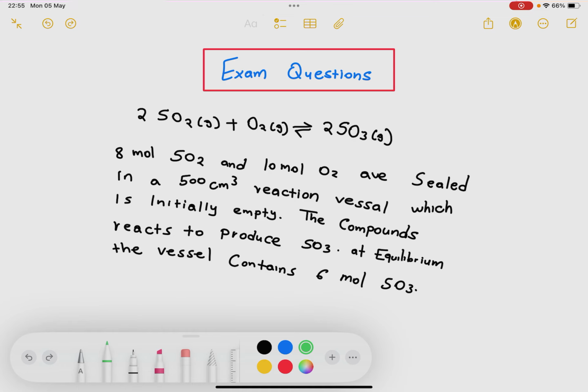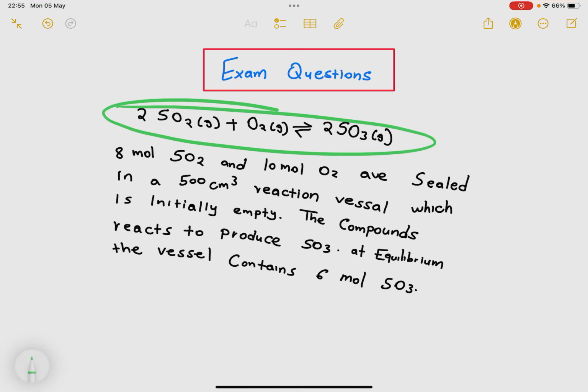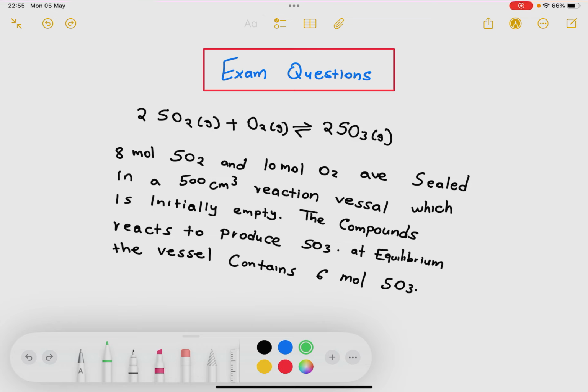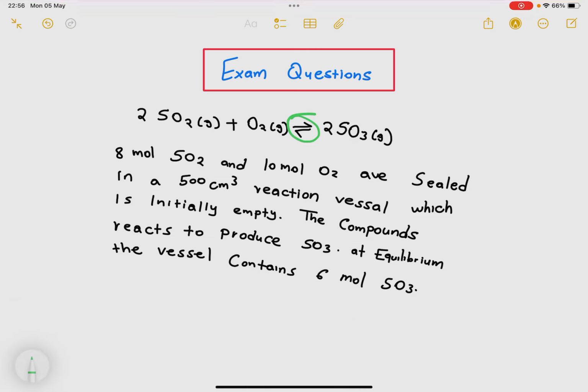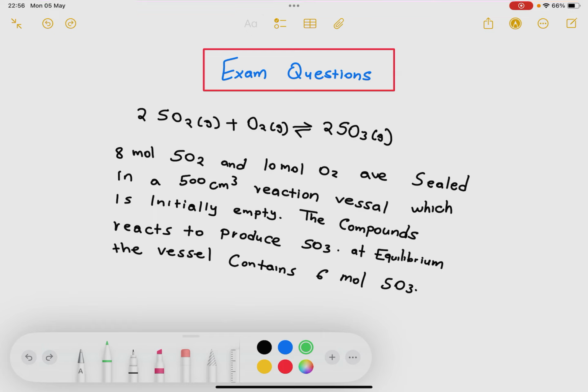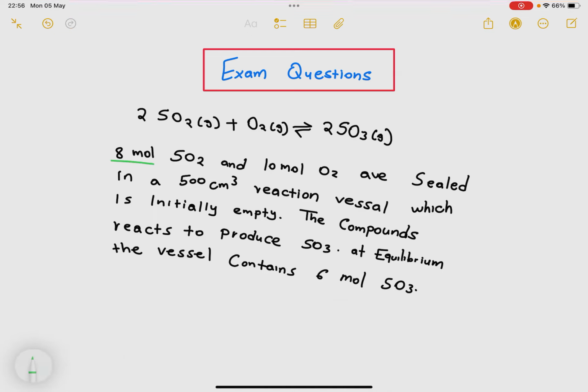It actually says that we have got this reversible reaction. Why do we say that it is reversible? Because of these double arrows. These double arrows indicate that products can be converted back into reactants. It is a reversible reaction. Now they say we have 8 mole of SO2 and 10 mole of O2. So we've got 8 mole of SO2 and we also have got 10 mole of O2.